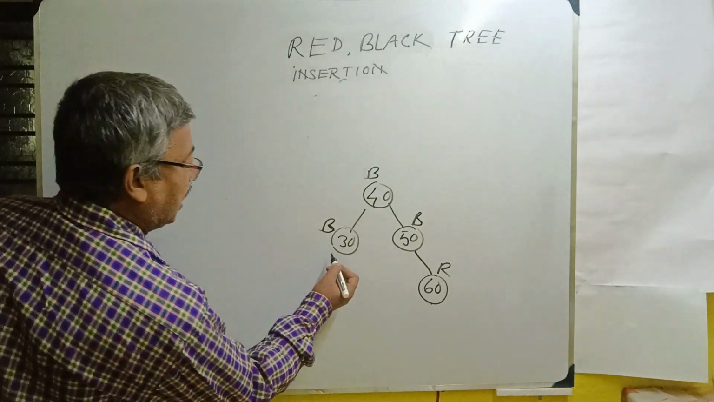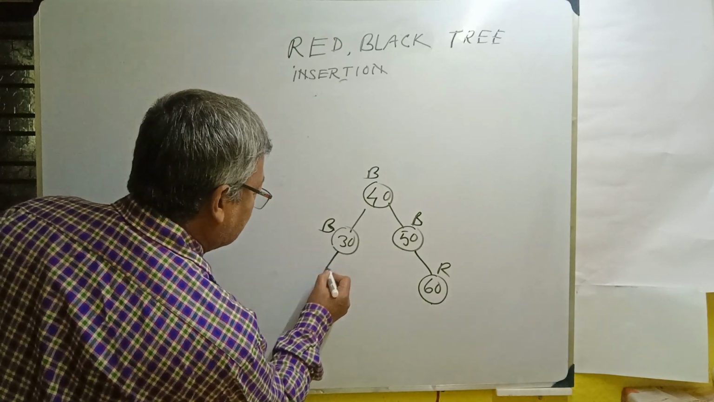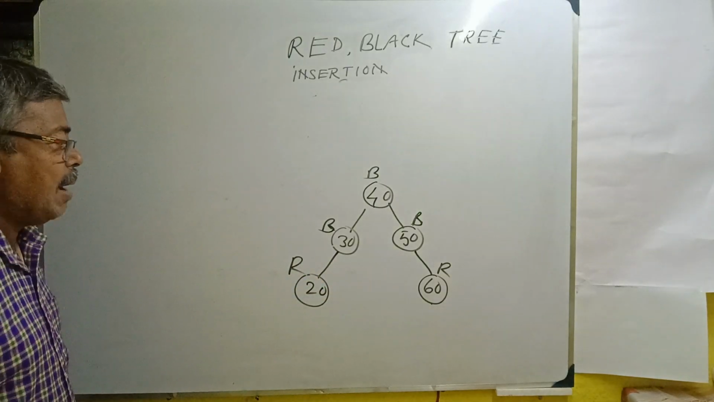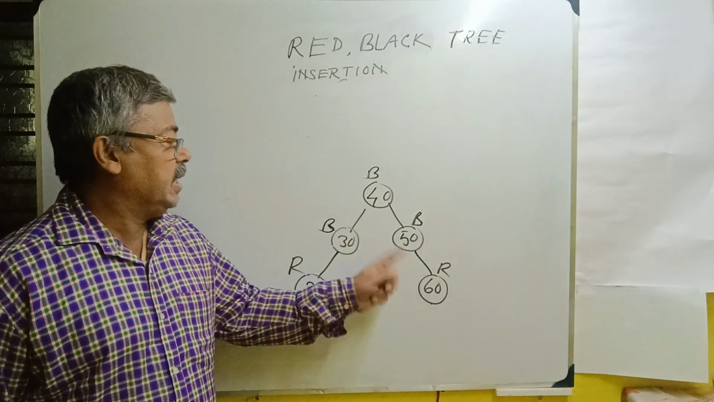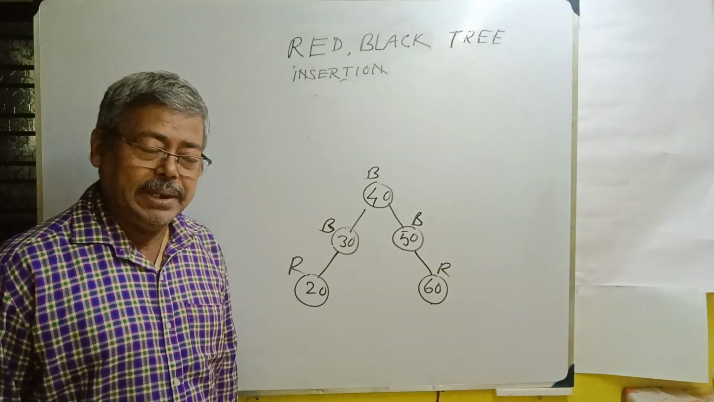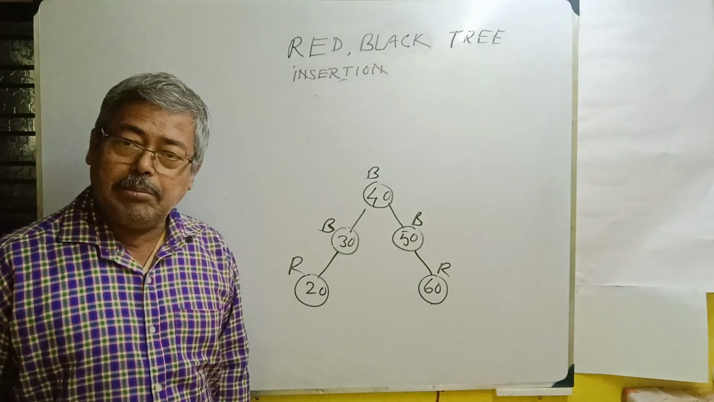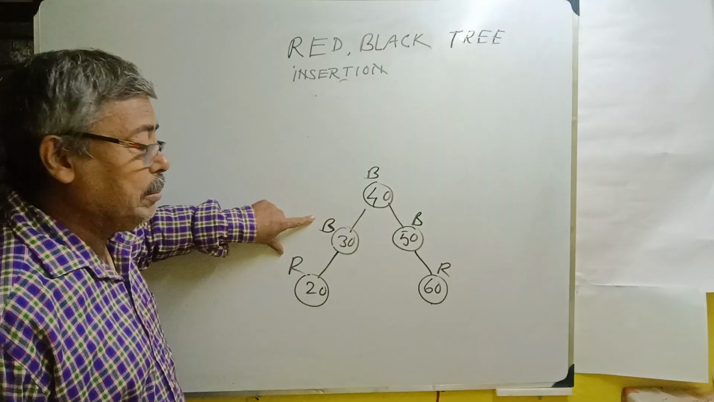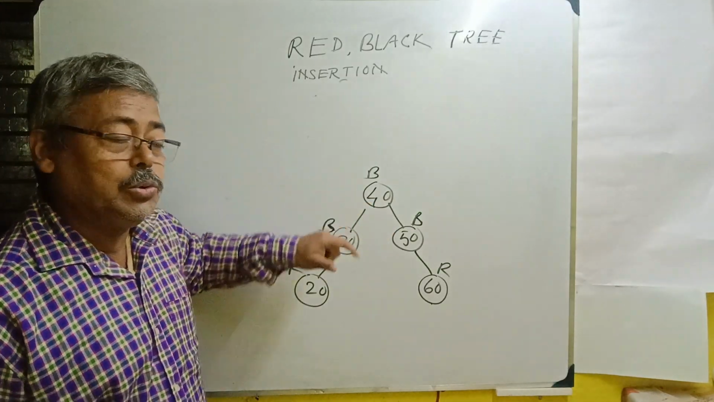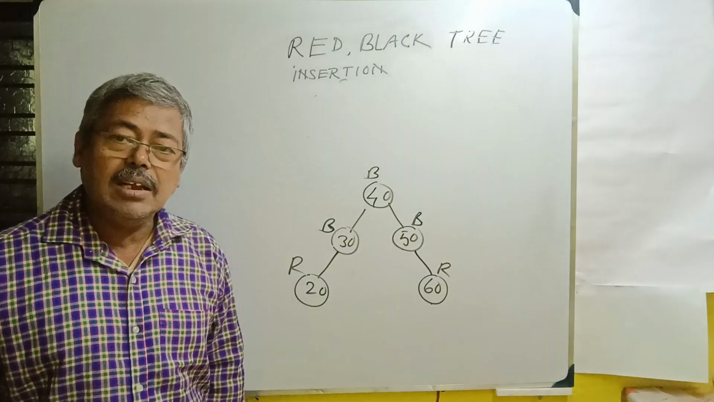Now I am inserting another node that is less than 30. Suppose the value is 20. The color will be red. After inserting 20, it is maintaining the condition of the red black tree. Why? Because no red-red conflict has arisen. There are 2 black nodes on each path, and the root node 40 is black. So it is a red black tree.